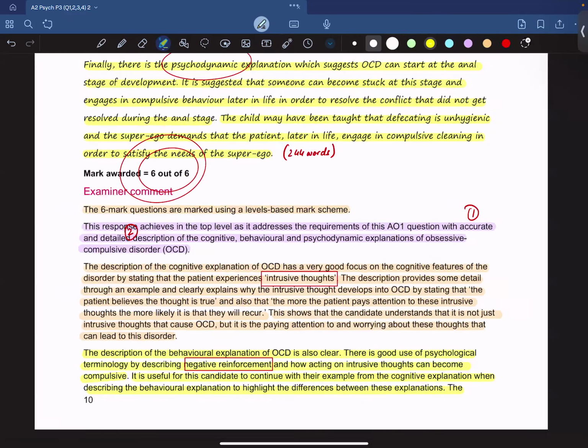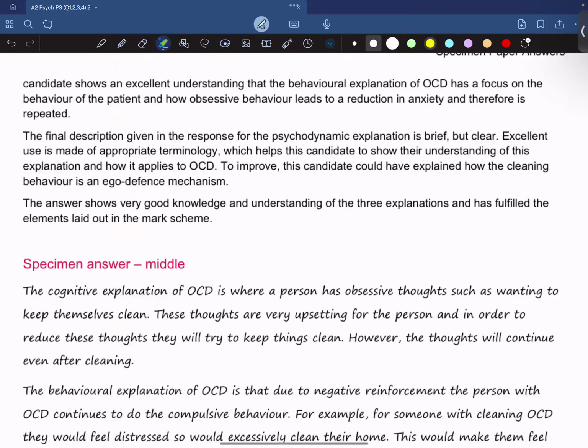The candidate shows an excellent understanding that the behavioral explanation of OCD has a focus on the behavior of the patient and how obsessive behavior leads to a reduction in anxiety and therefore is repeated. Now, the final part, let's have a look at the final part here.